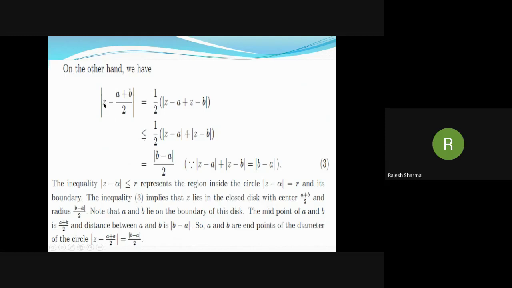Also note that if we write here A, then this equals |B - A|/2, and for B this also equals |B - A|/2. This means the points A and B lie on the circumference of the circle corresponding to this disk. Also, the distance between A and B is |B - A|, which is twice the radius of this disk. So we conclude from this that A and B are endpoints of a diameter of the circle corresponding to this disk.